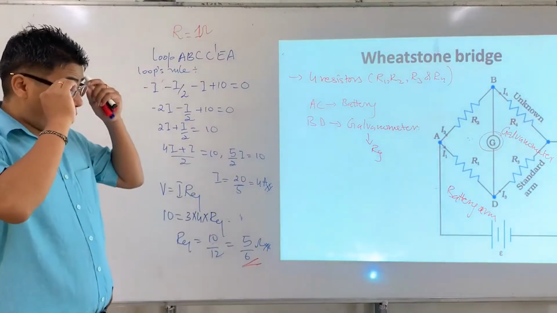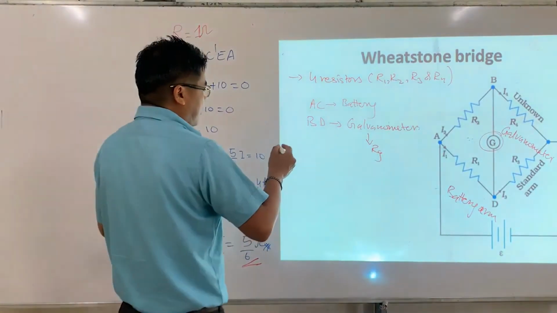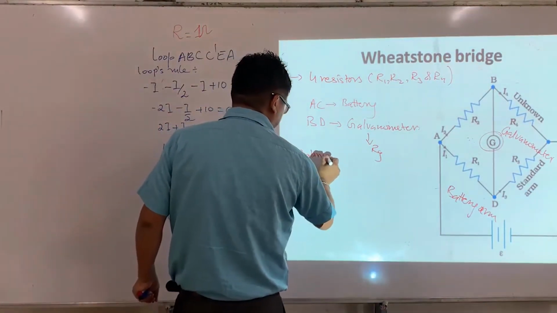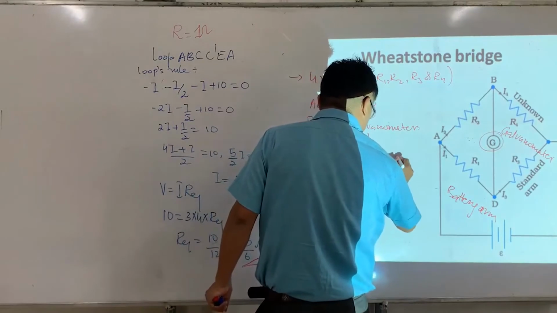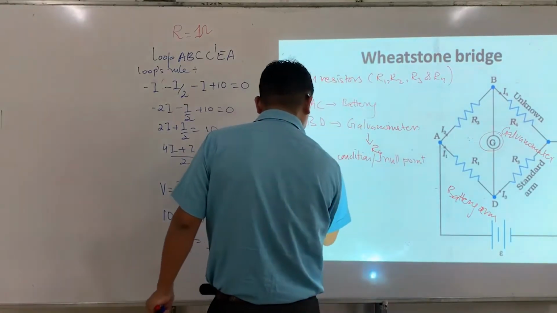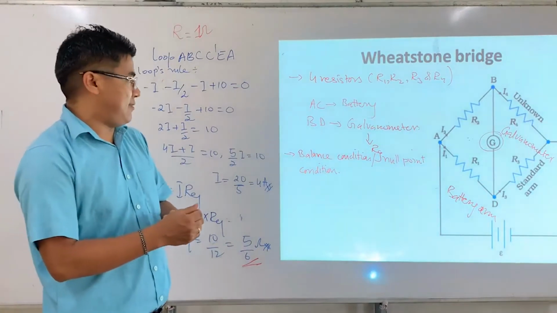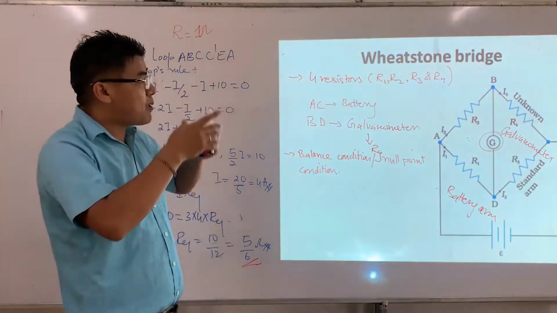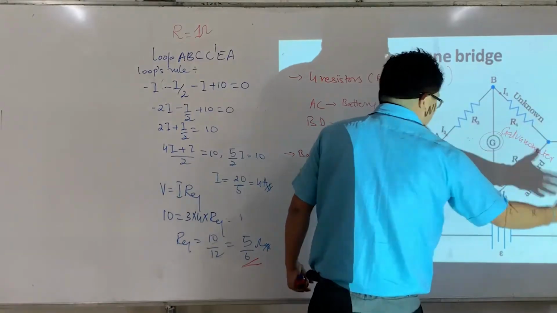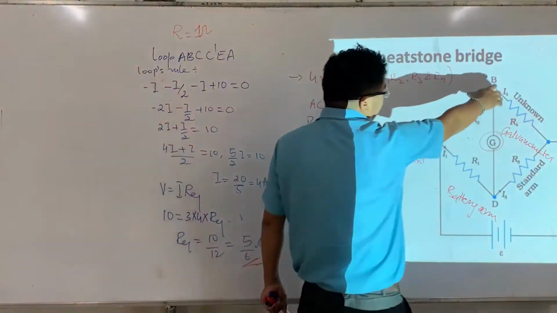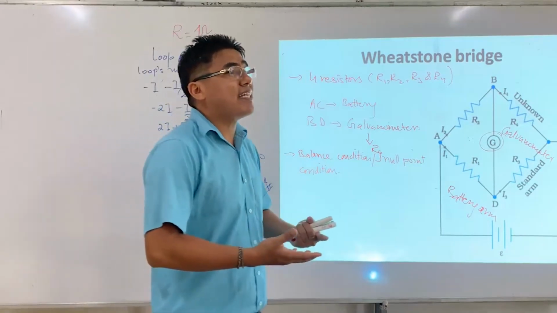Now this principle says that we talk about a balance condition, or null point condition. This network is said to be balanced if these two sides are balanced. Either I say these two sides are balanced or those two sides are balanced, it doesn't make any difference. So how do you say that these two sides are balanced, and when?